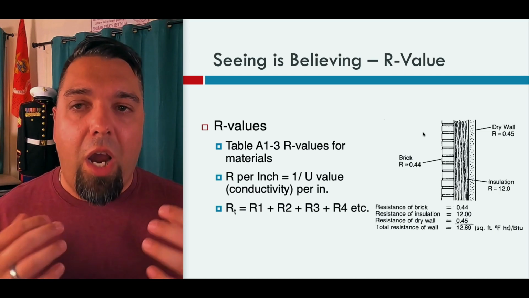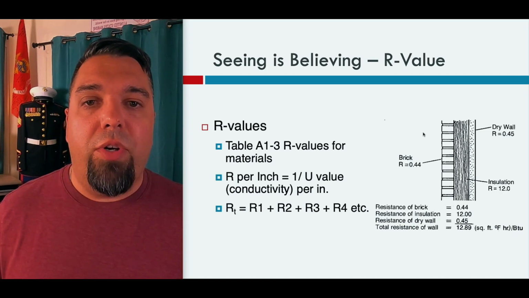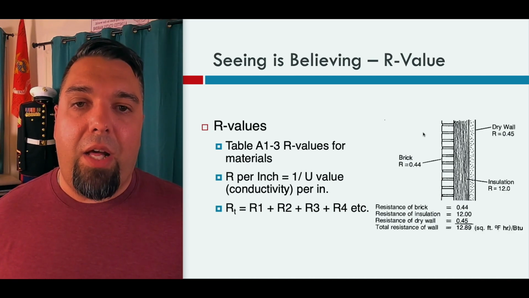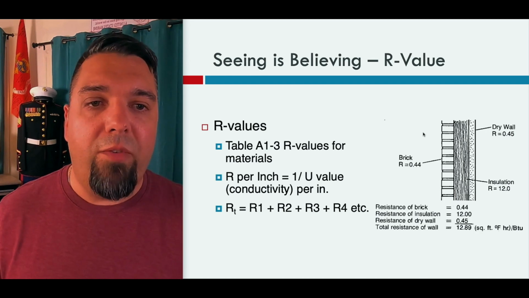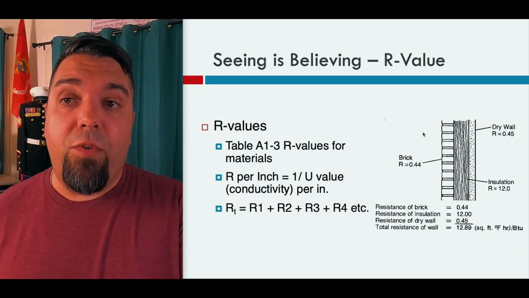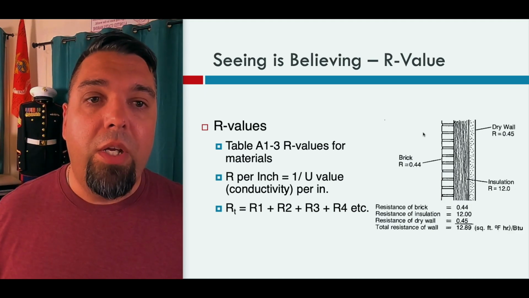If it's really hard for heat to go through that, the R value is really high, right? So it's rated per inch, all right? And it's the inverse of the U value, so 1 divided by the U value. So you can figure out what the R value of a window is if you know the U value of the window. You just divide 1 by the U value. That'll give you the R value.